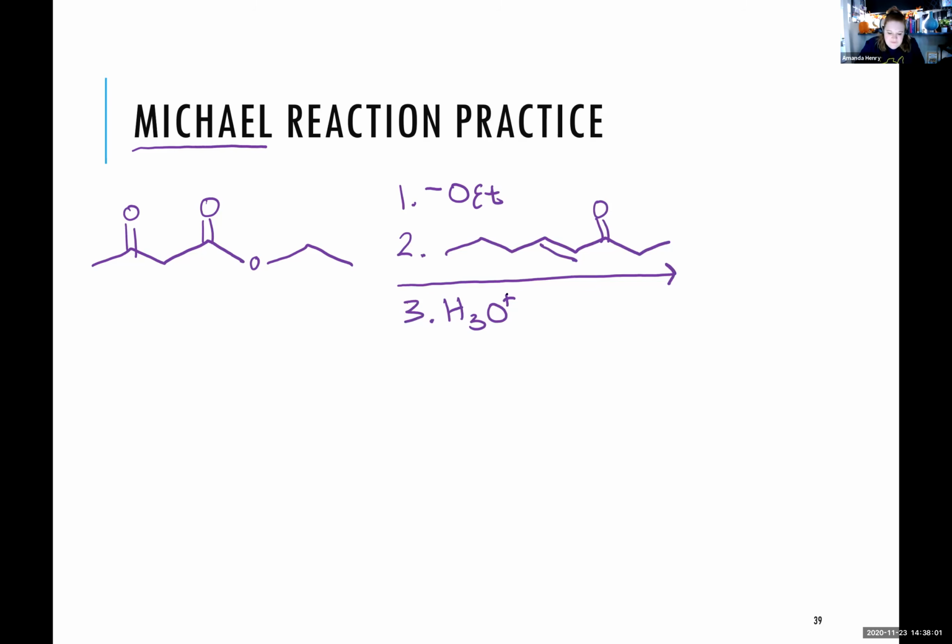All right, so we're going to fill in the product. It is a lot easier than what it looks like. Our base is going to grab the alpha hydrogen. And I'm doing a rough mechanism here because, again, it can help you see what's happening.